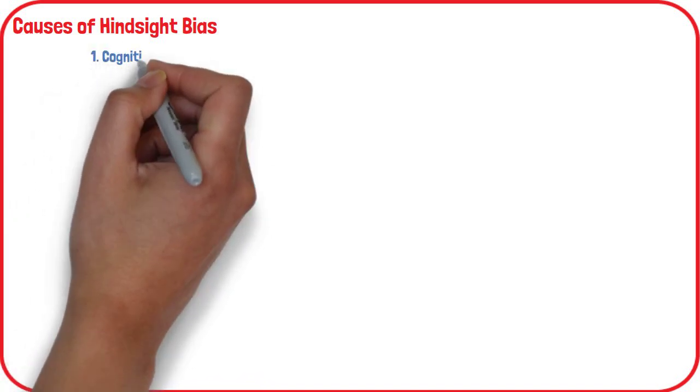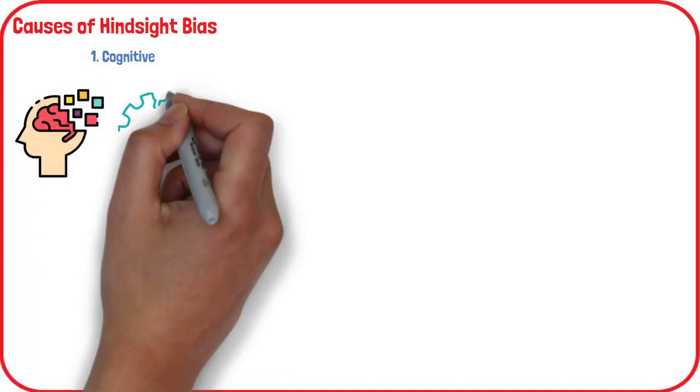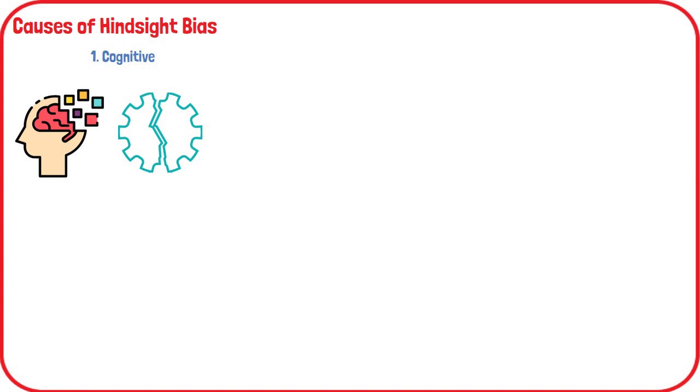So, what exactly causes this bias to happen? Researchers suggest that three key variables interact to contribute to this tendency to see things as more predictable than they really are. Cognitive. People tend to distort or even misremember their earlier predictions about an event. It may be easier to recall information that is consistent with their current knowledge.